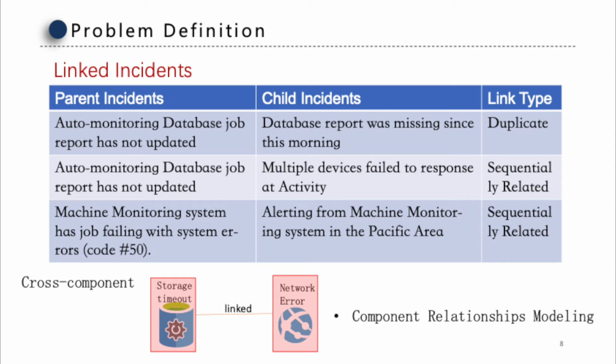And the third one, which in the current system is an important proportion of the incidents, is the cross-component links, where two linked incidents belong to different components, which may be either duplicate or sequential. These links are strong indicators of underlying component structure dependency, which keeps evolving due to the frequent updates in the system.